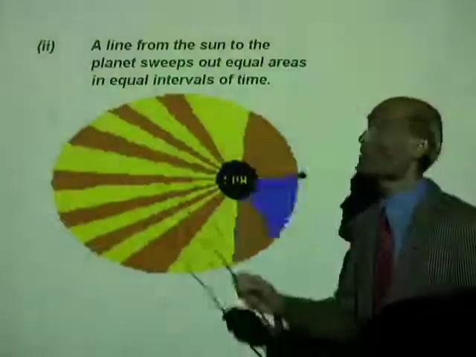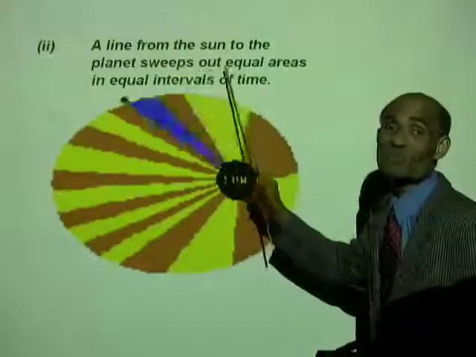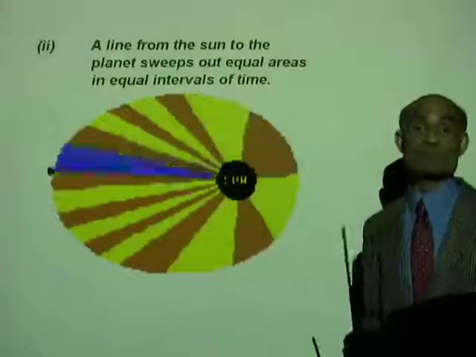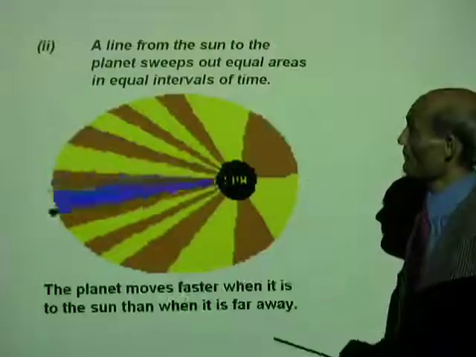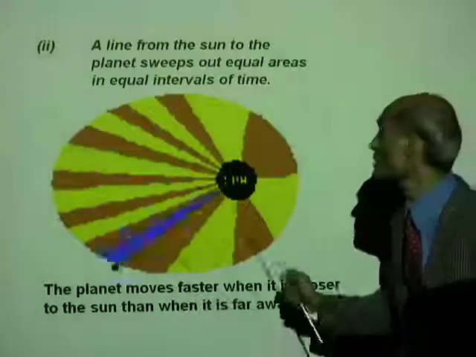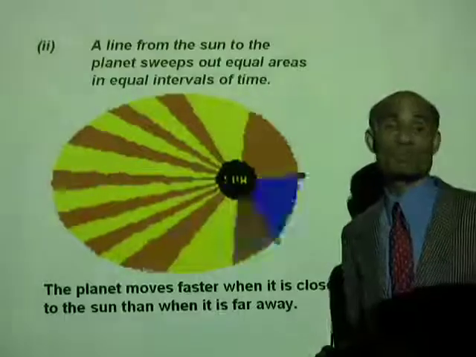You must be familiar with it. A line from the sun to the planet sweeps out equal areas in equal intervals of time. Okay. Therefore, the planet moves faster when it is closer to the sun than when it is far away.